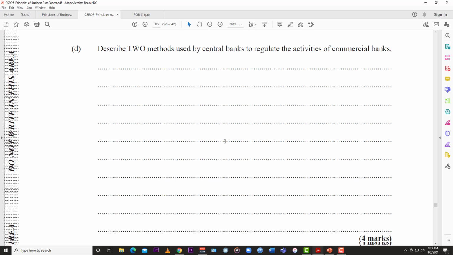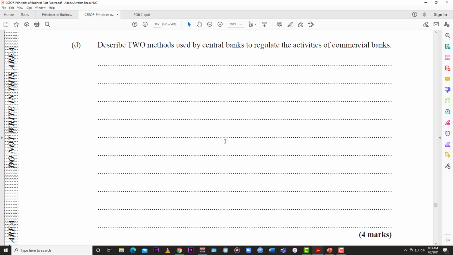Then you have D. Describe two methods used by central banks to regulate the activities of commercial banks. We know that the central bank is basically the banker's bank. They are the bank of last resort. They are the bank that oversees the monetary policy for a given country. They are a creature of the government for that country, but they also are in charge of regulating the financial sector for a given economy.